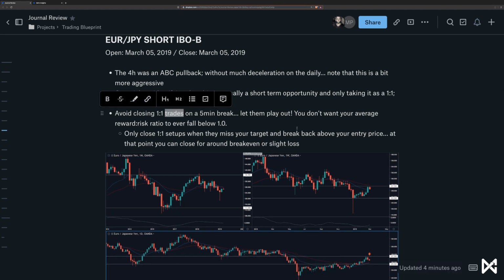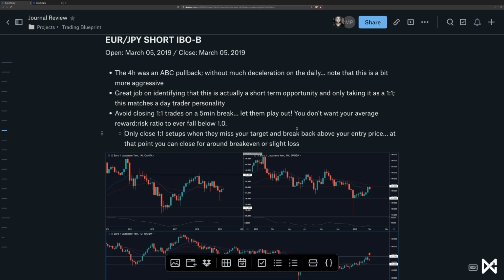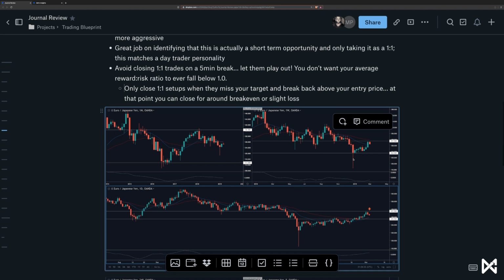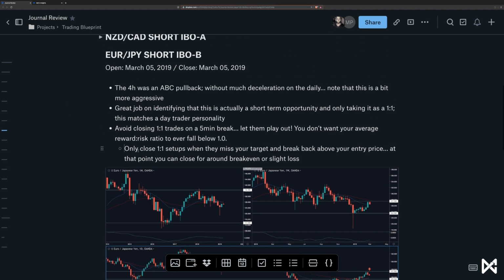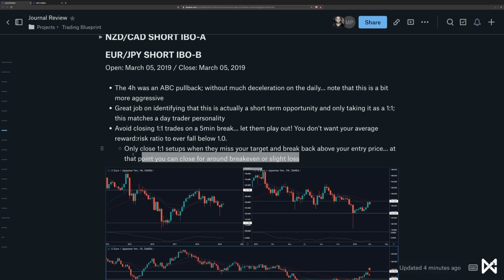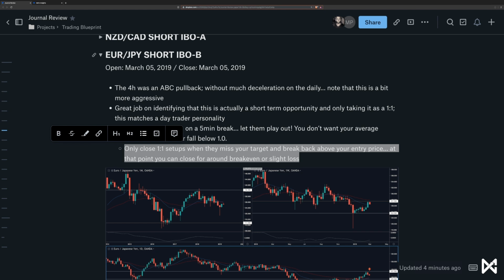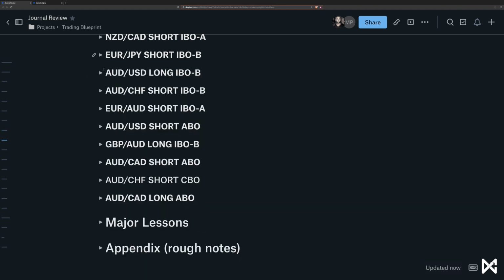Now avoid closing those one-to-one trades early, make sure that they actually play out, because you don't want to drop your average reward per trade below 1%. And only close a one-to-one setup when it misses your target and breaks back above your entry price, right? So that was kind of a suggestion. It's not necessarily a rule. It's something to definitely keep at the back of your mind. But you can definitely make that a rule, right? So this right here can definitely be a rule, or it can just be a suggestion to keep in mind. So that's it for that setup.